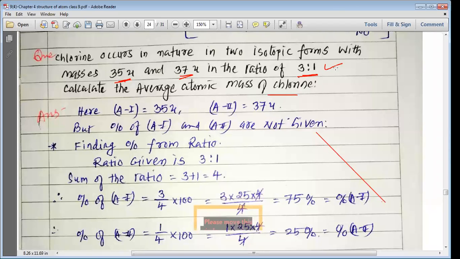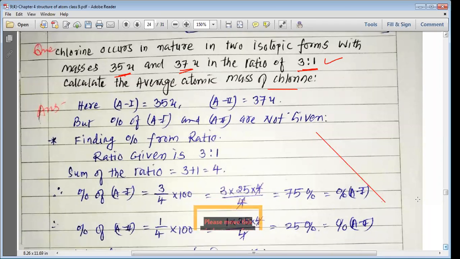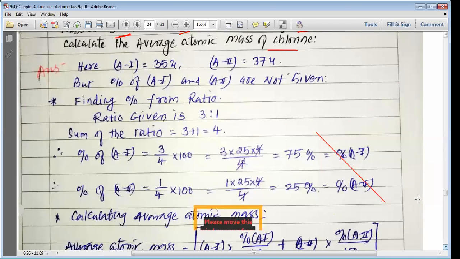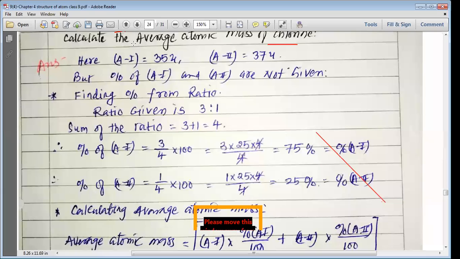So my dear students, if we are given the ratio, then we will have to convert this ratio into the percentage. Here, my dear students, the atomic mass of isotope 1 is 35u and atomic mass of isotope 2 is 37u. But the percentage of isotope 1 and percentage of isotope 2 are not given. So first we need to find out the percentage.